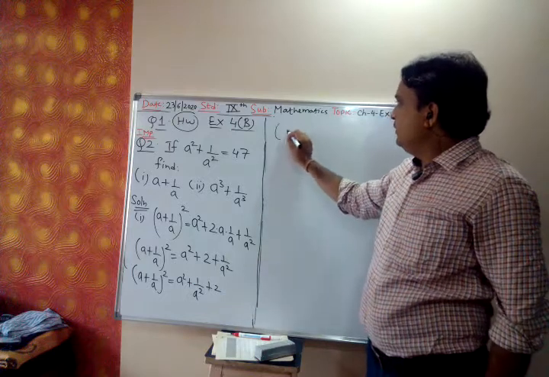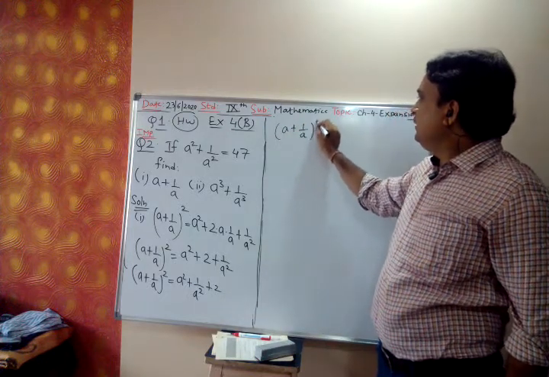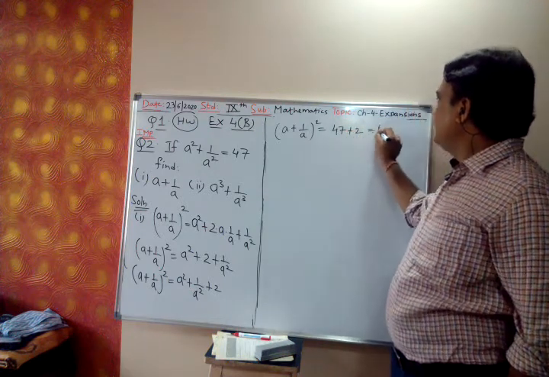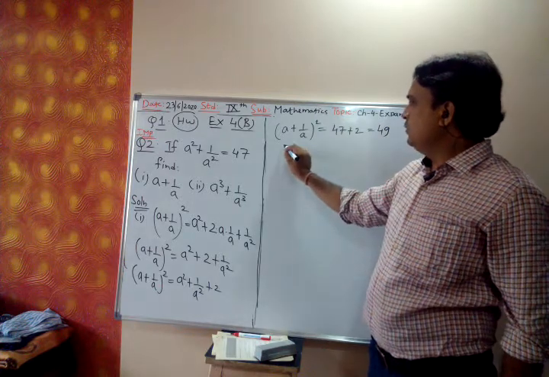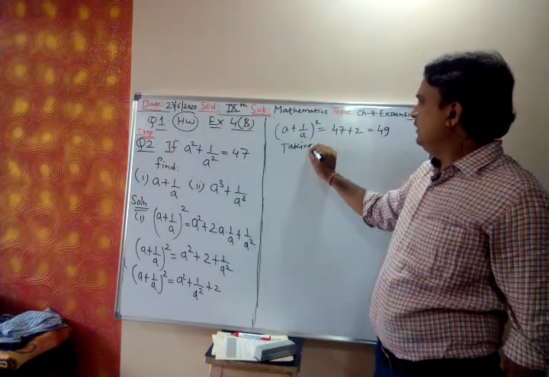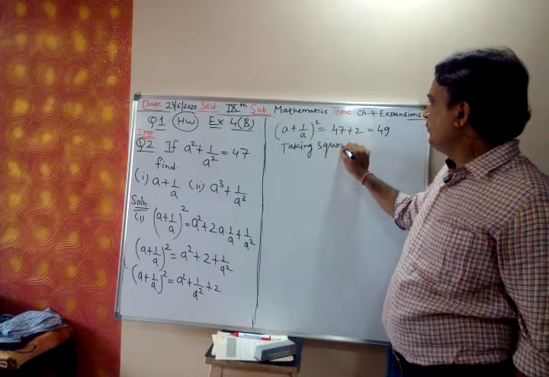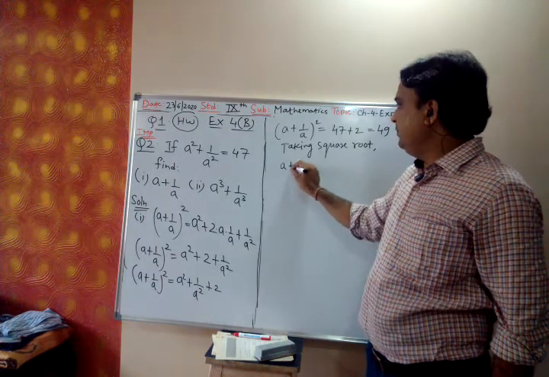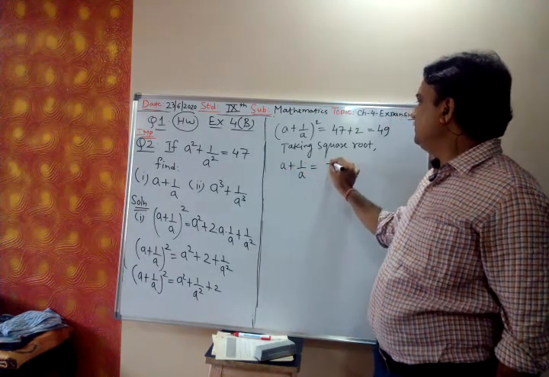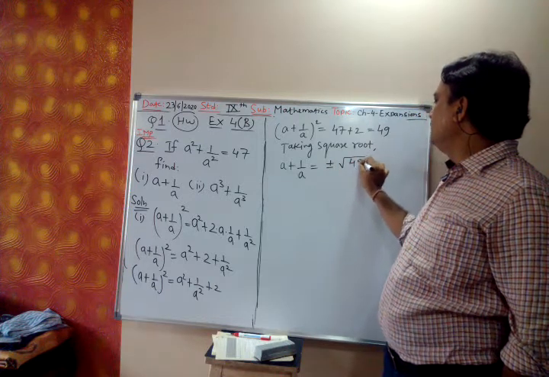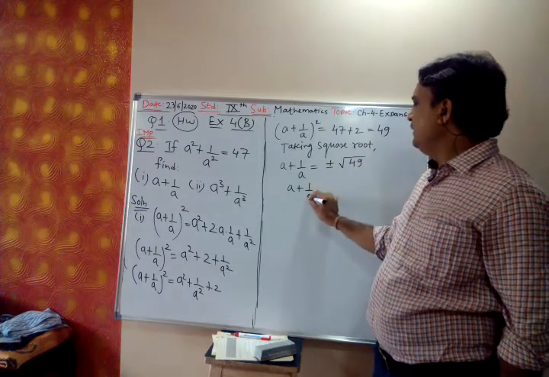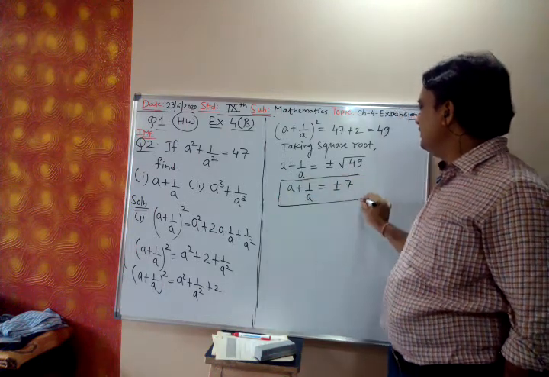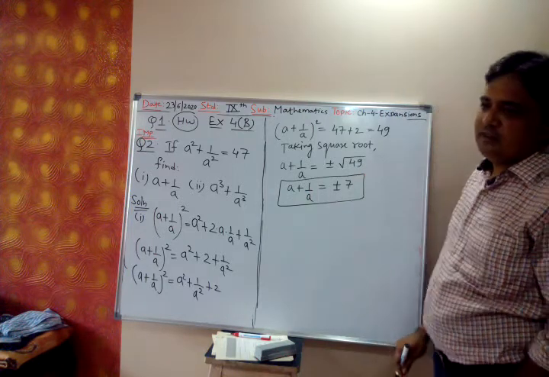So a plus 1 upon a whole square is 47 plus 2, which is 49. Are you getting it? So taking square root, you will get a plus 1 upon a is plus minus square root of 49. So a plus 1 upon a is plus minus 7, either plus 7 or minus 7. You have to take both signs, plus 7 also, minus 7 also.